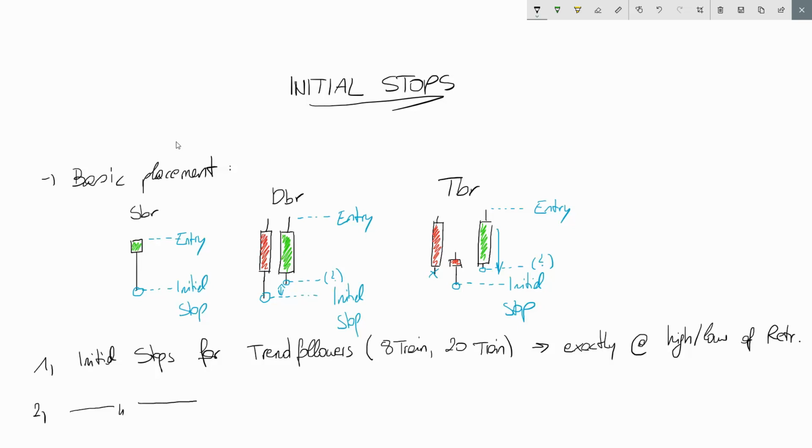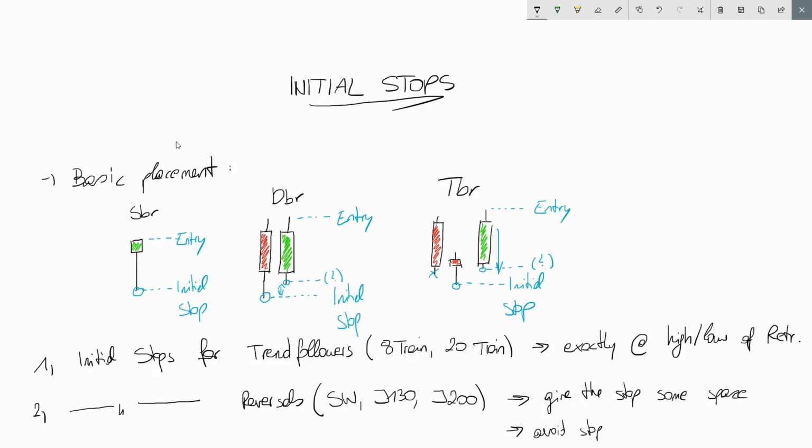We have initial stops for reversals, and these are, as you know, stairways, yo-yo 130 and yo-yo 200. These are reversal signals, counter trend signals, and what we want to do here is give the stop some space, because we want to avoid stops triggered by spikes. Okay, this is the reason why we do this.